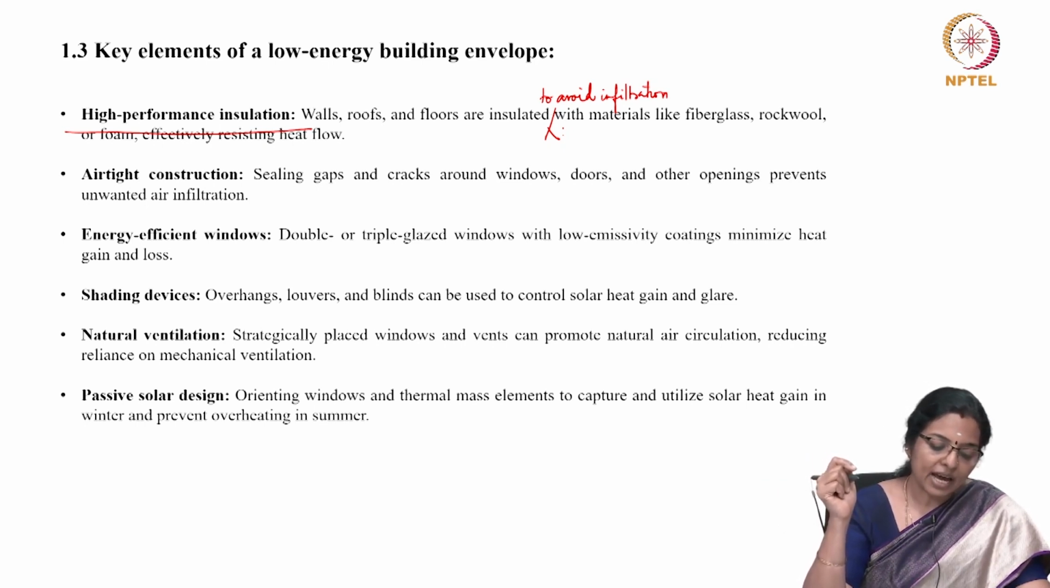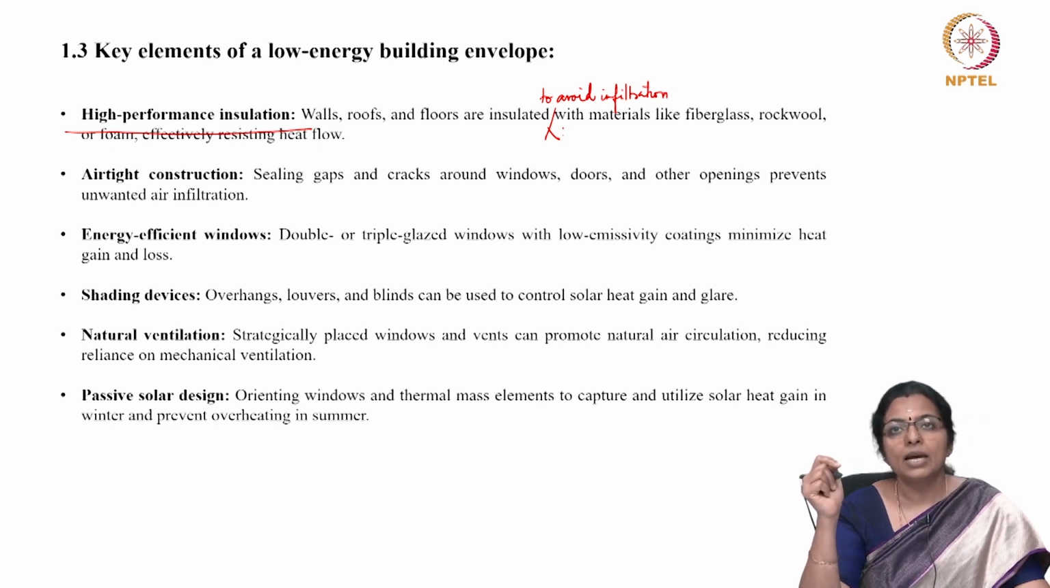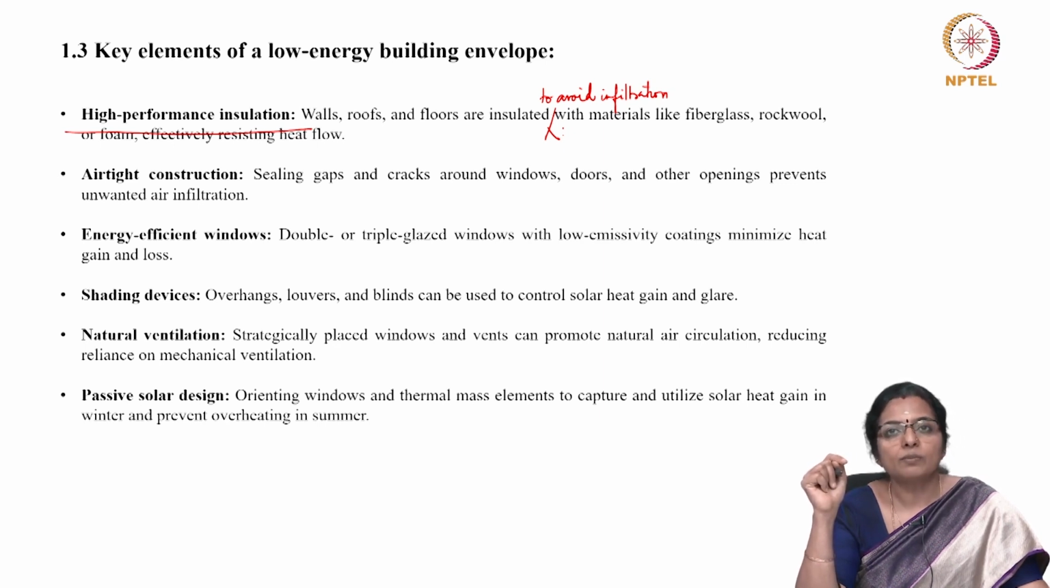One must have airtight construction when it comes to air conditioned buildings, and therefore these gaps and cracks around the windows or any of the fenestration must be sealed so that we can prevent unwanted air infiltration. The windows must be energy efficient. You can have double glazed or triple glazed windows with low emissivity coatings so that heat gain is minimized.